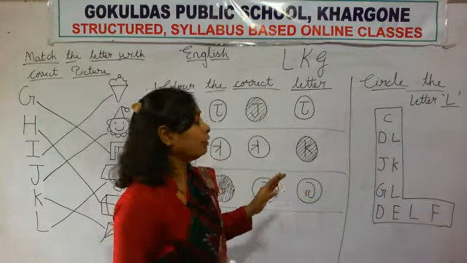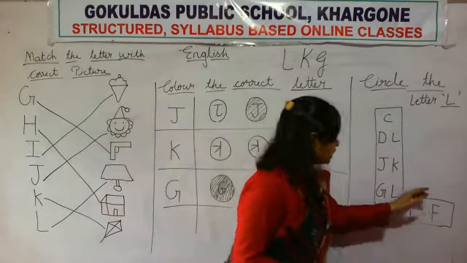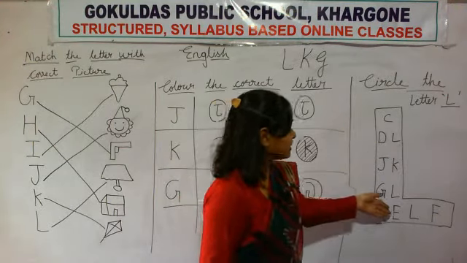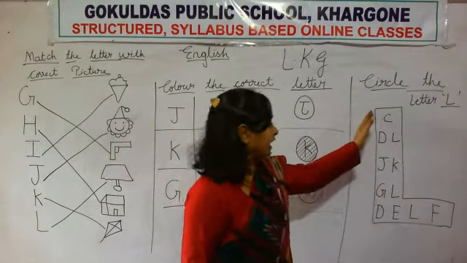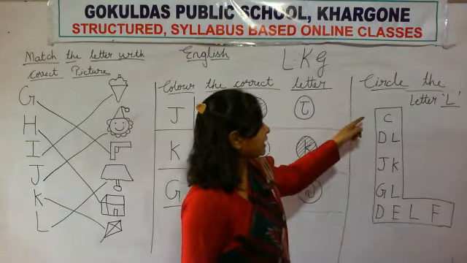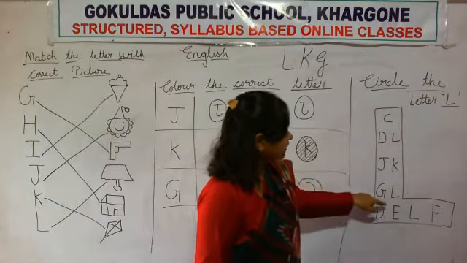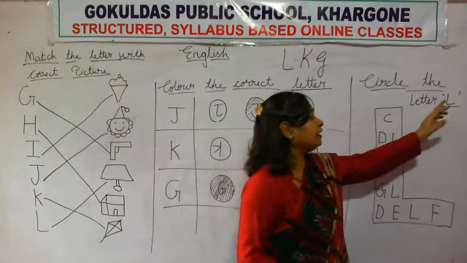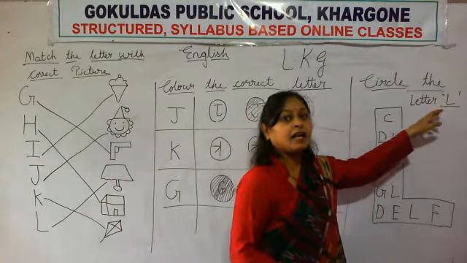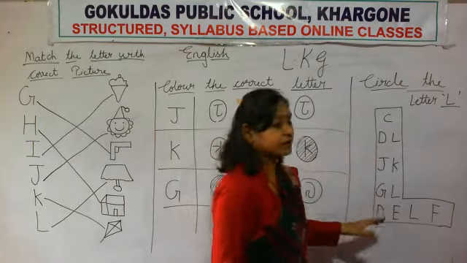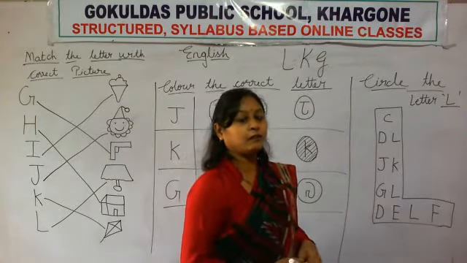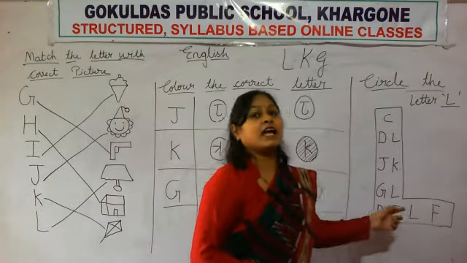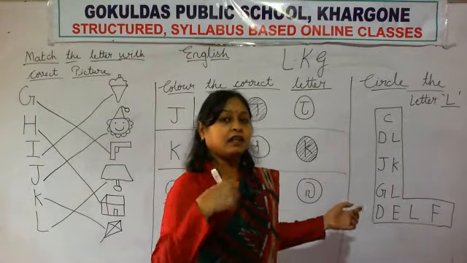What we have to do? Here L is made. Look here. L is written here, and inside the L some more letters are written. We have to find letter L. What we have to find? We have to find letter L, and then we have to circle it. Okay, what we have to do? We have to find letter L in this, and then we have to circle it.